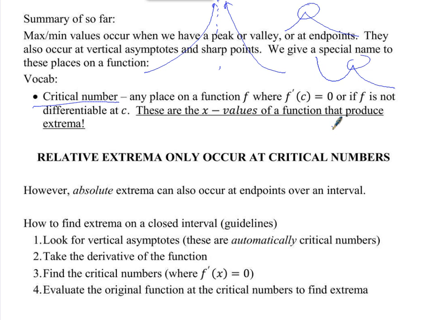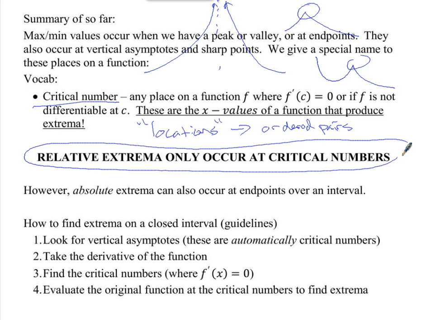If you are asked for locations where is the relative minimum or maximum, that you will need ordered pairs. So if I'm just asking for critical numbers, I'm just looking for the x values that produce extrema. If I want the locations of the extrema, then that means you need to give me ordered pairs. Very important point right here, relative extrema only occur at critical numbers. They will not occur anywhere else.